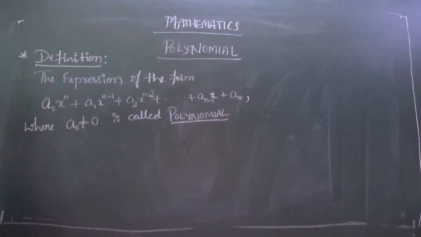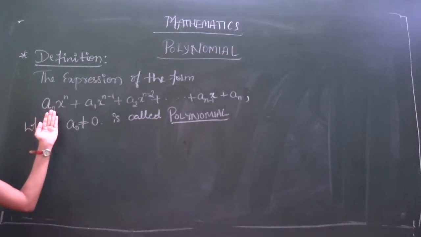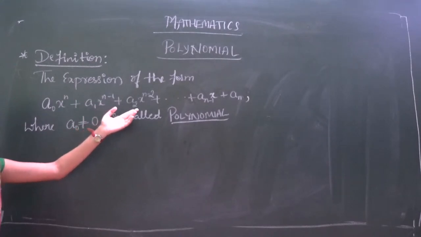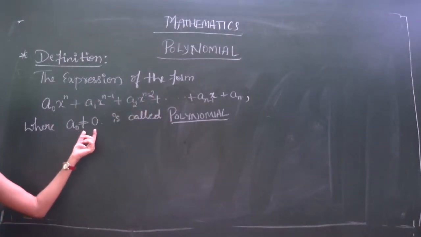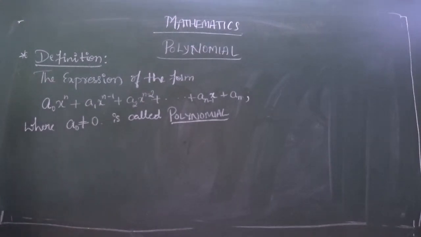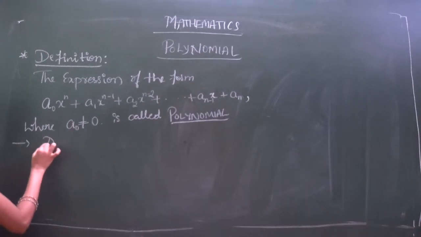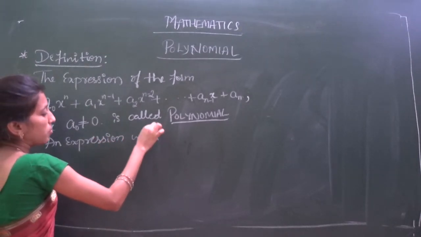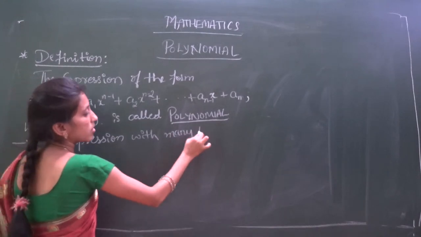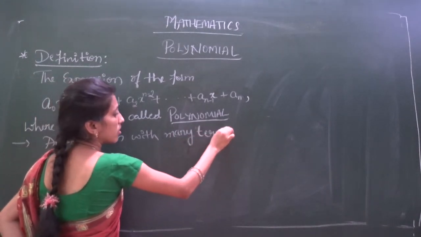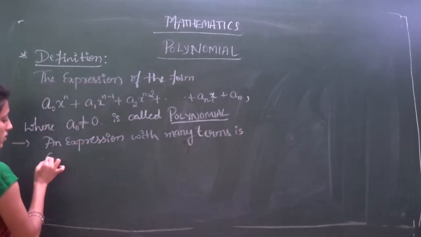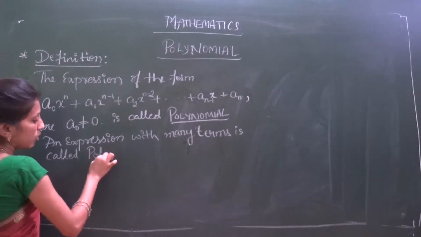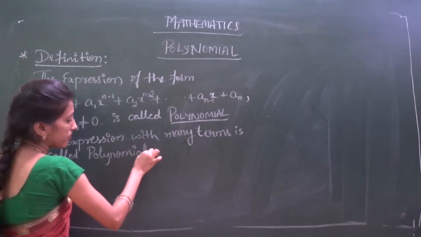So what is a polynomial? The expression of the form a naught x to the power n plus a1 x to the power n minus 1, till plus an, where a naught is not equal to 0, is called a polynomial. So in general, we can say an expression with many terms is called a polynomial.